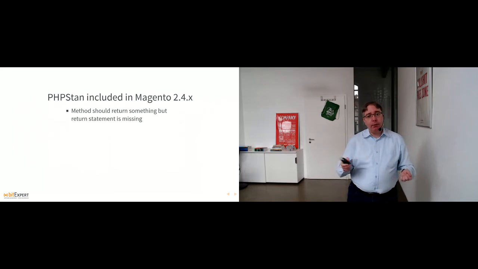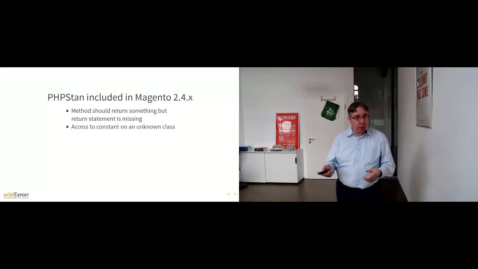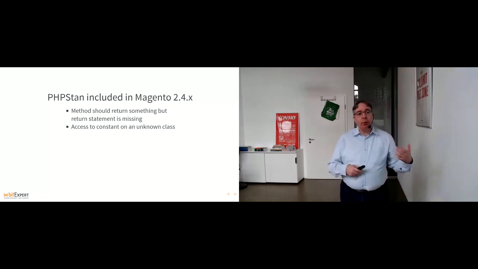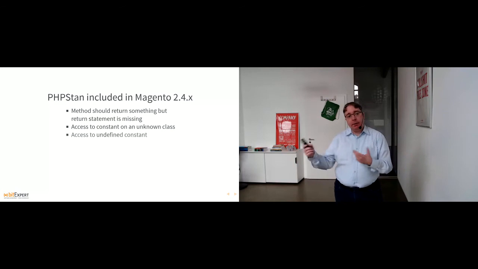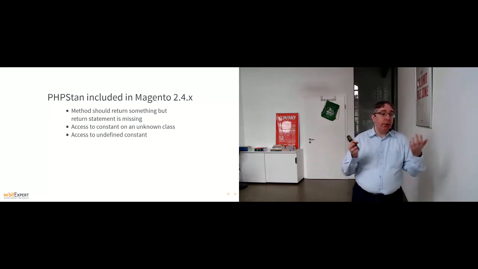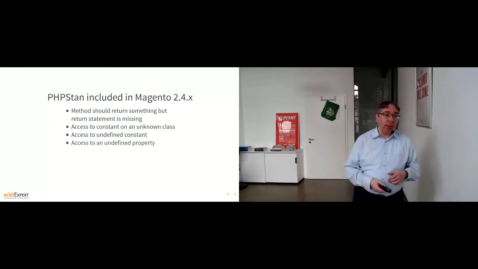So there are a couple of things that PHPStan that comes with Magento 2.4 checks out of the box. Things like method should return something, but the return statement is missing. So that is a problem, obviously. It will check if you try to access constants that are part of a class that it does not know, it will check if at least constants are defined somewhere. It will check if all the properties we try to access are defined. That's the issue we just saw before.